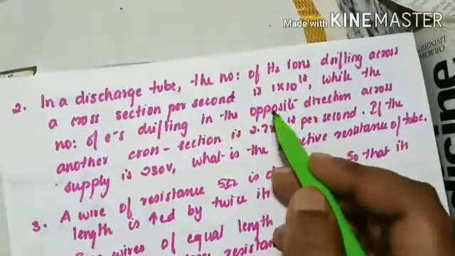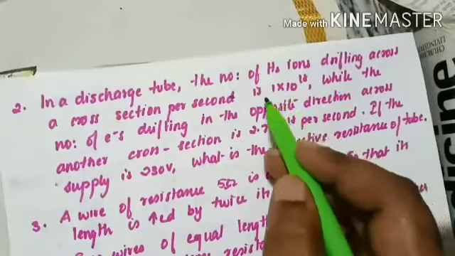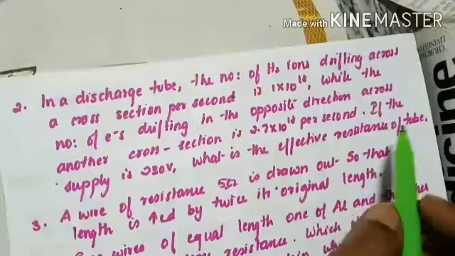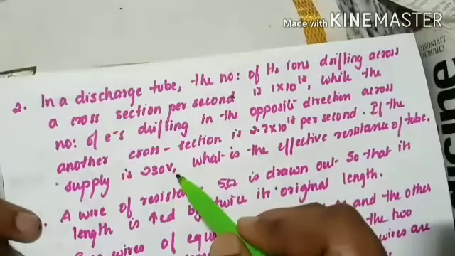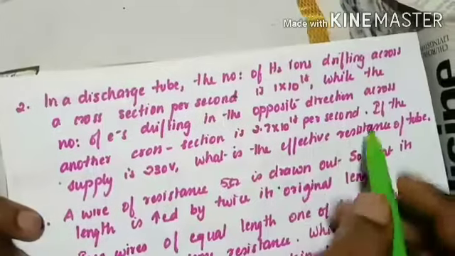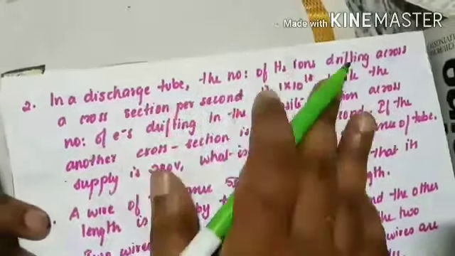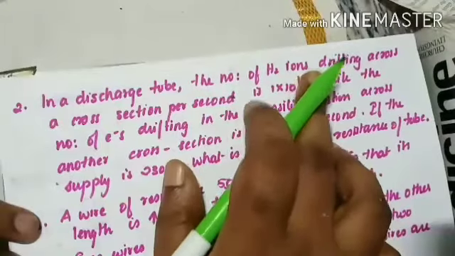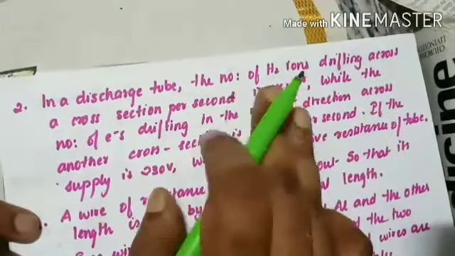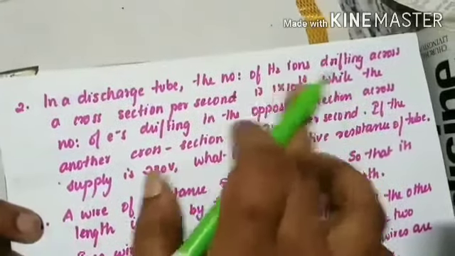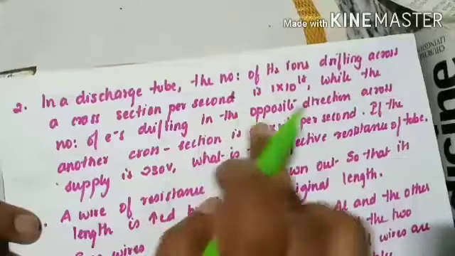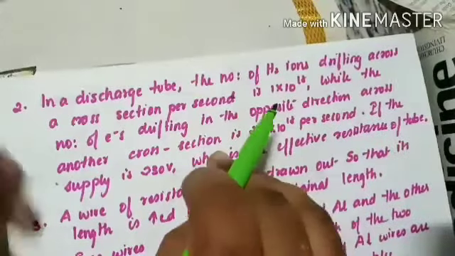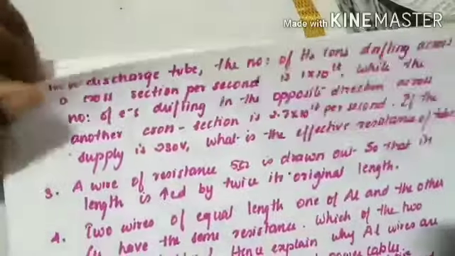Ions means it is indicating the number of positive charges. I will explain it in detail by drawing a diagram. Now, if the supply given is 30 volt, what is the effective resistance? I hope the scenario is clear: there is a tube. The number of hydrogen ions means H plus ions, positive ions, which are drifting, is 1 into 10 to the power 18. That is positive charges, while the number of electrons which are drifting in the other direction is N, electrons. So both flows are causing the current.